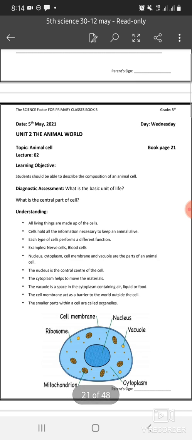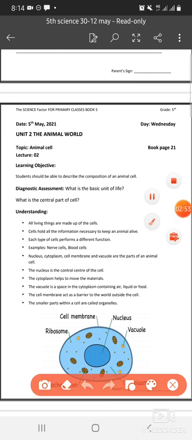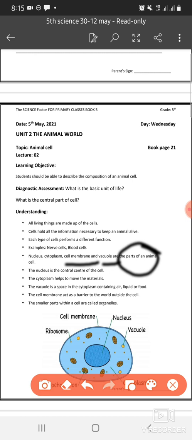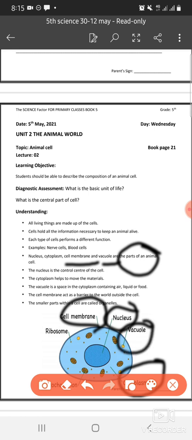Next, nucleus, cytoplasm, cell membrane, vacuole are parts of an animal cell. These are a few main parts of an animal cell. You can see the nucleus. The next one is the cytoplasm, the cell membrane. There is one, and the vacuole. Where is the vacuole? It is here. These are some main parts of an animal cell. This is a picture of an animal cell and you can check the parts from here.